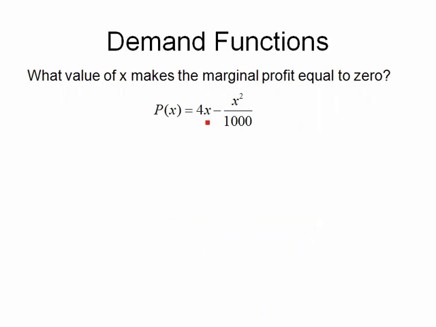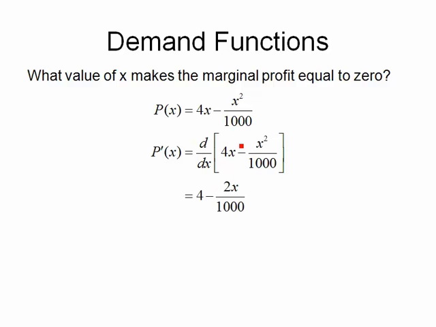So we've got P of x equals 4x minus x squared over 1,000. I'm going to take the derivative of that. When I take the derivative of the 4x, I get 4. The derivative of x squared over 1,000, that one sometimes frustrates students a little bit. But think of x squared over 1,000 as simply 1 over 1,000 times x squared. The 1 over 1,000 is a constant, so take the derivative of x squared, which is 2x, then multiply back through by that 1 over 1,000, and that gives us 2x over 1,000.